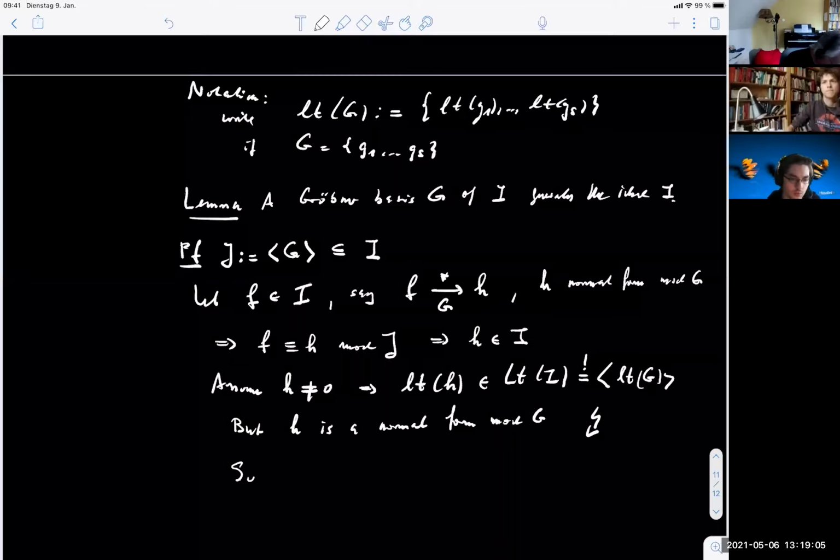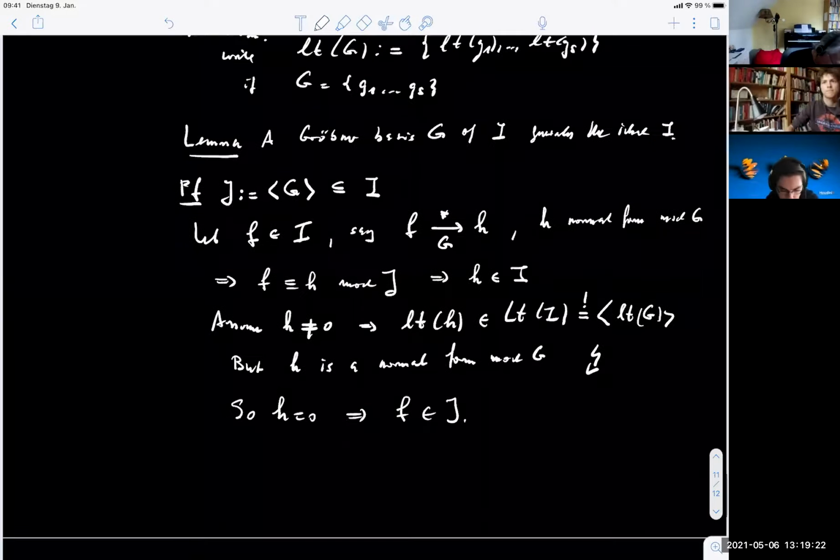So I showed H equals 0, and therefore F is in J. Okay, so I showed, maybe I can write it, I showed J equals I.